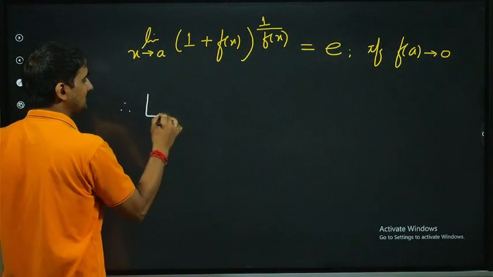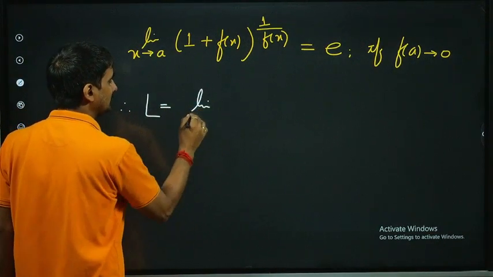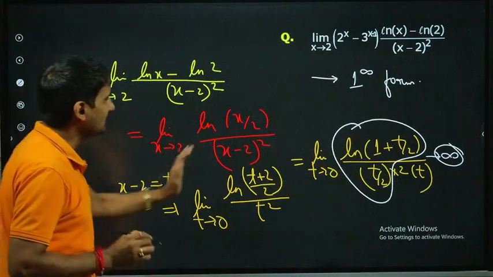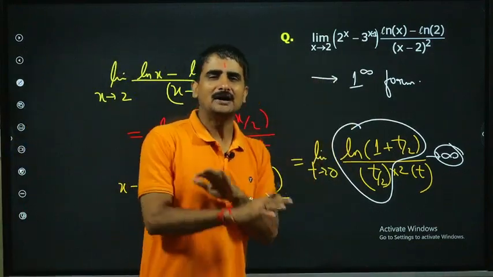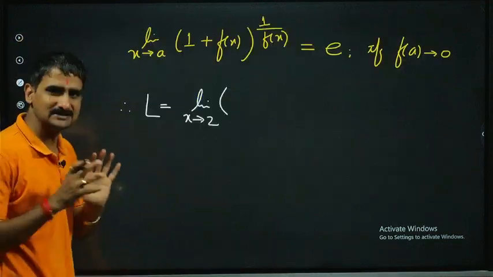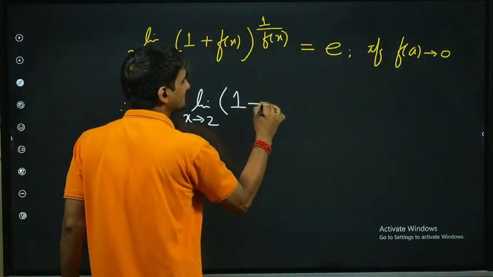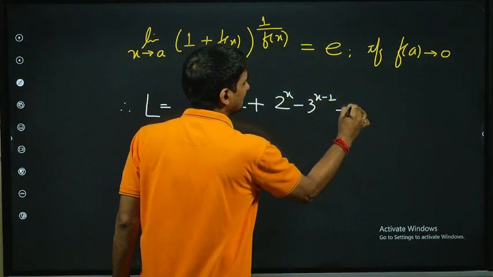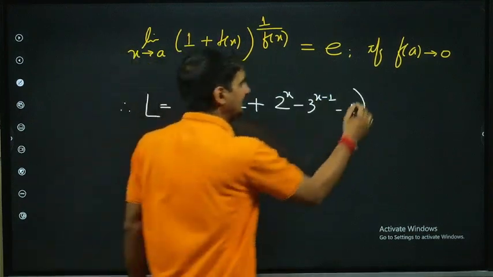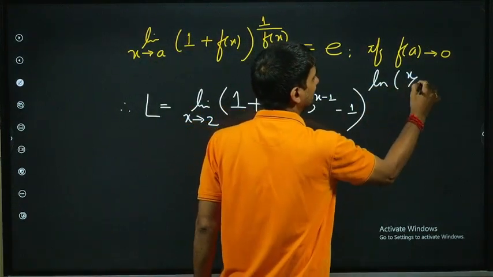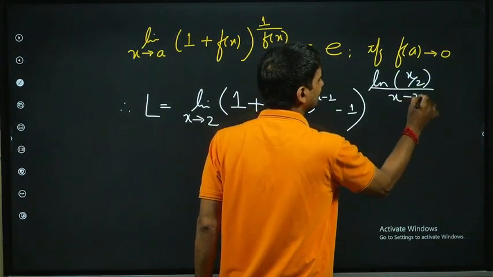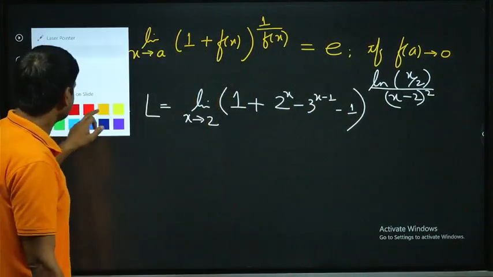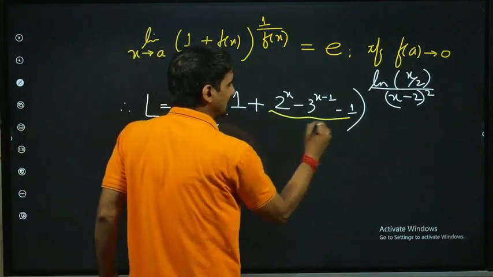Therefore, limit is limit as x approaches 2. Do you have 1 plus f of x here? No. So you don't have to apply brain here, that's what I suggest. You have to just get it in that form, so just add 1 and subtract 1. Nothing else is required. And in the power we already know it's x by 2 upon (x minus 2) whole square. Okay. So that is our f of x.